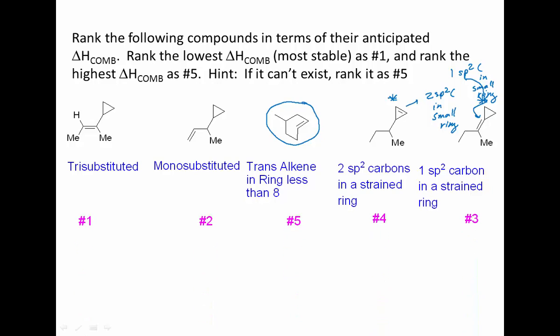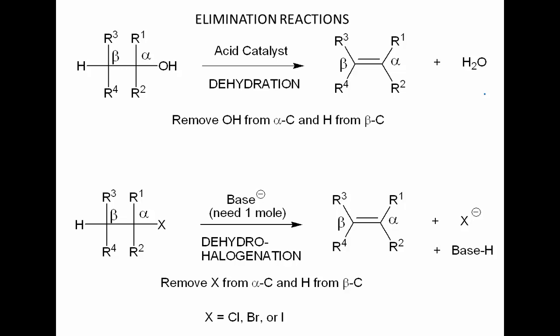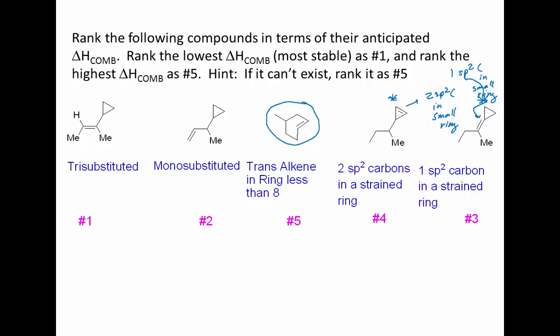So the final ranking would have that one over there, the tri-substituted alkene, as number 1. The mono-substituted alkene, free of any carbons in small rings, is number 2. Then the 3 and 4 we would rank due to the number of sp2 carbons that they have in the small rings. And the least stable one would be the trans cycloalkene, which, again, has no capability of existence at room temperature. All right, so this is where we're going to end this video right here.